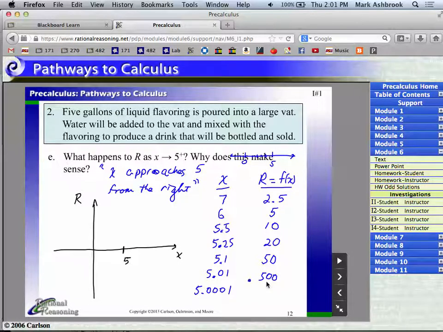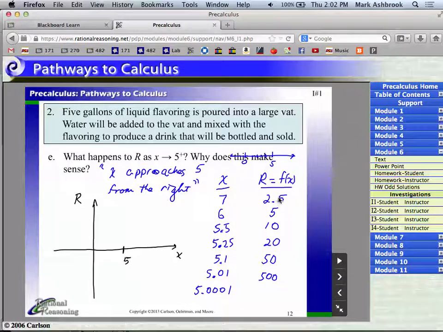Fuda. Good. She said this means that there's 5 gallons of flavoring and just a drop of water, 0.01, maybe a fraction of an ounce of water. And so there's a lot more flavoring than there is water, and that's why the ratio is so high.